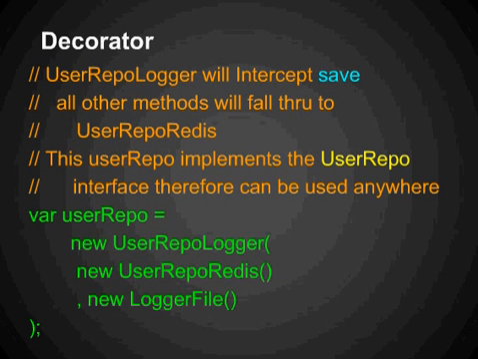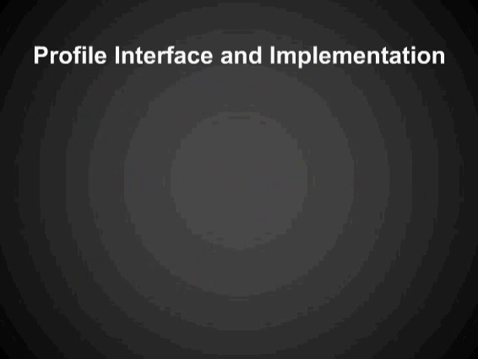And then for grins, I'm also going to create a logger file. And it so happens it's a logger file. It could be my logger MySQL. It could be my logger remote logging object. But the end result of this thing is a user repo object that, because of the Liskov substitution principle, I could use anywhere else I was using a user repo object before, and now I'm going to get the logging for free.